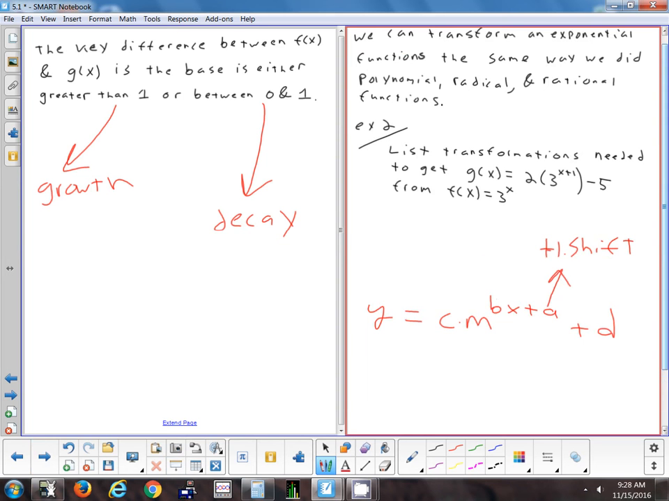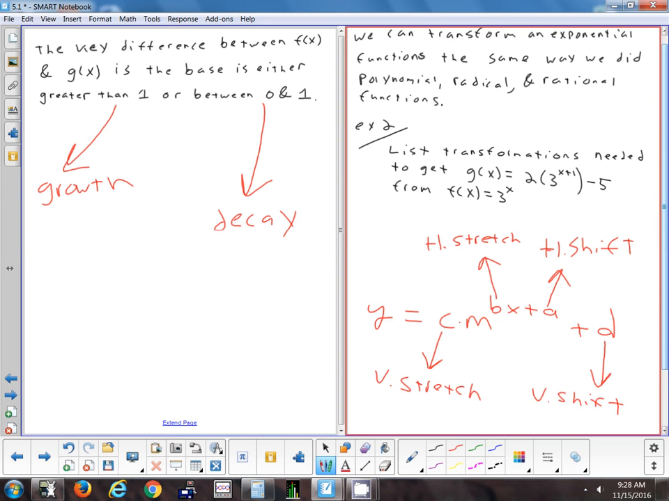How about B? What's B going to do? Oh, that's your horizontal stretch. We'll talk about what happens if B is negative in a second. What about C? Priya? Stretch. That's your vertical stretch. Anything that's multiplied is a stretch. Anything that's added or subtracted is a shift. So what's D? That's your vertical shift.